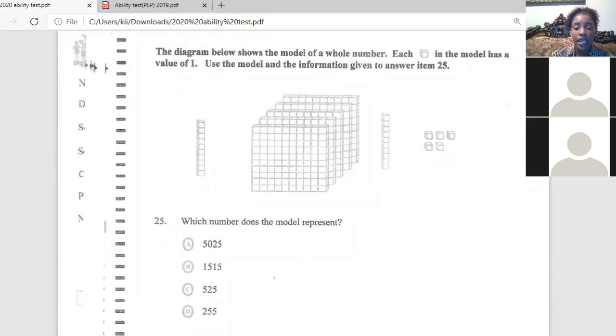What I can say though is that if you have additional time where your preparation is concerned, you can look at something regarding base 10 blocks.